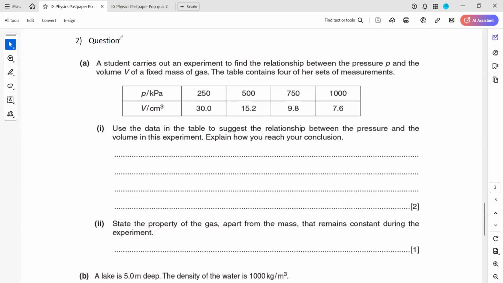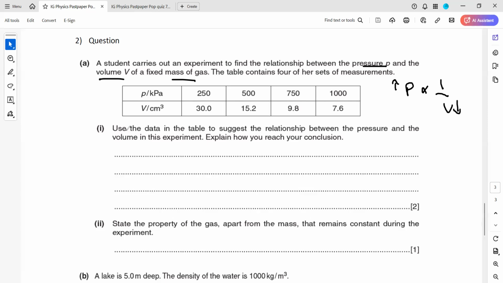Okay, question 2. A student carries out an experiment to find a relation between pressure and volume for a fixed mass of a gas. What is the relation between pressure and volume of a gas? Pressure and volume are inversely proportional. If you increase the pressure for a fixed mass of gas, the volume will decrease. The product of pressure and volume is constant.